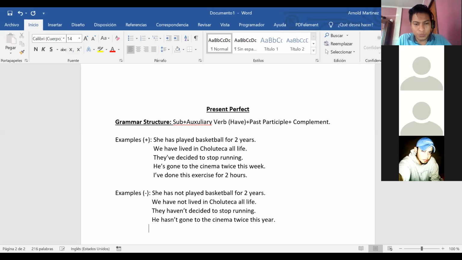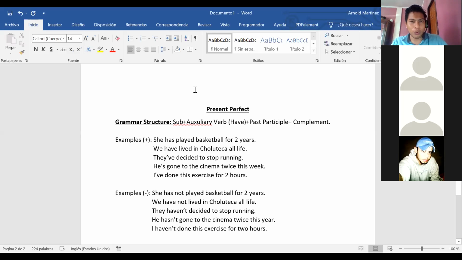And the last one. I haven't done this exercise for 2 hours. Look, I haven't done this exercise for 2 hours. So at the end, we just need to manage our grammar structure, and that's it. If you learn the grammar structure, good, you're done. You are in English 3. It's about only that.